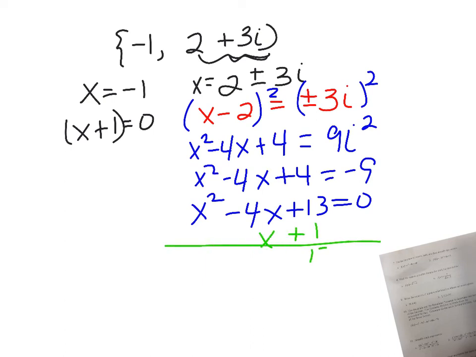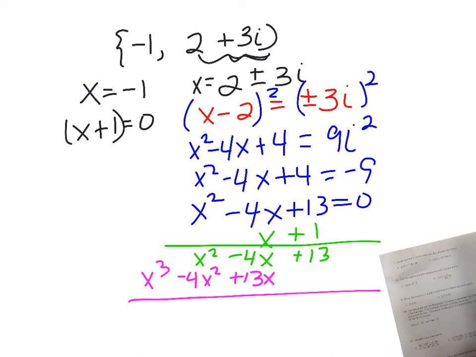All right, so 1 times 13 is positive 13. 1 times negative 4x is negative 4x. And 1 times x squared is x squared. x times 13 is 13x. x times negative 4x is negative 4x squared. x times x squared is x to the third. All right, so we have x to the third minus 3x squared plus 9x plus 13. And make sure you equal it to 0 or you equal it to f of x. All right, that was number 9. So let's take a look at number 10.